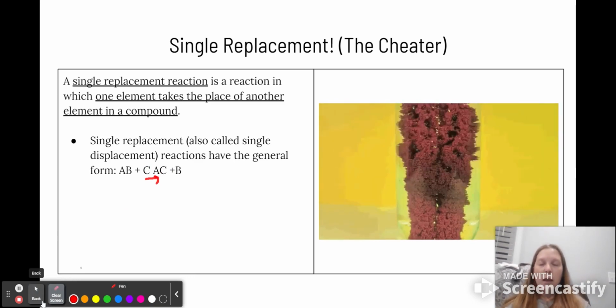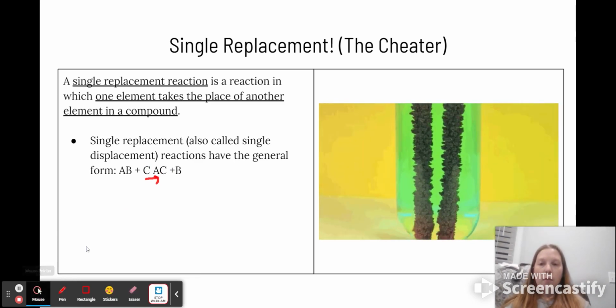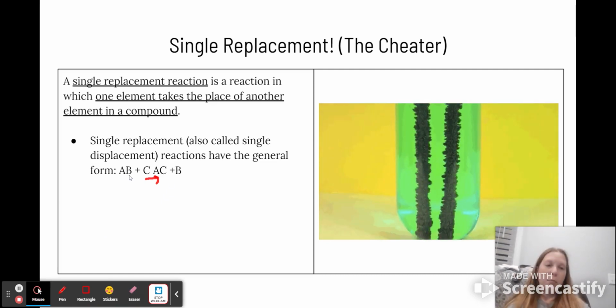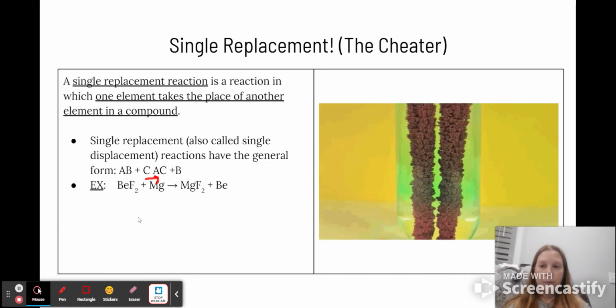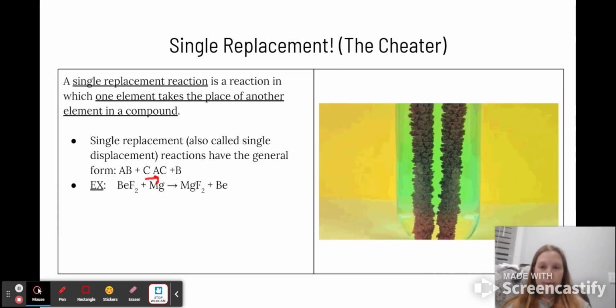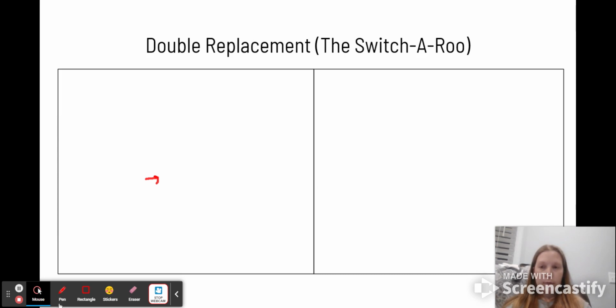So your basic formula here, sorry, there should be an arrow right here under the A and C. So AB plus C yields AC plus B. So you can see that C replaced B in the original compound. And here's an example of that.